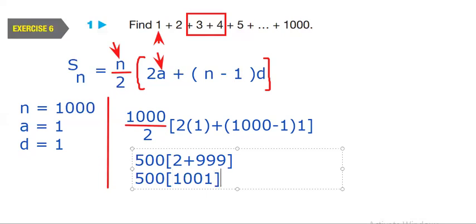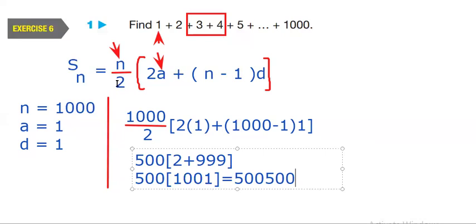Now you can use a calculator here. We'll multiply 500 by 1001. So 500 times 1001, and the answer is 500,500, like this. So it equals 500,500. And this is the sum of the first 1000 numbers in this arithmetic sequence.